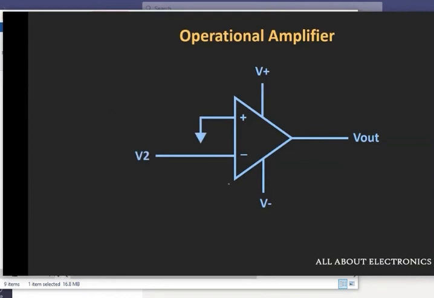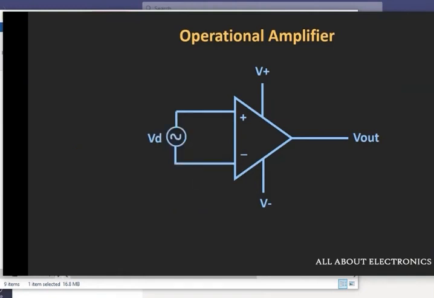Likewise, whenever we apply an input to the negative terminal and ground the other terminal, the output of this amplifier will be equal to minus A times V2, because the difference between the two input terminals is 0 minus V2, that is, minus V2. If we apply a sinusoidal signal at the input, then at the output we get an amplified sinusoidal signal with a 180-degree phase shift with respect to the input signal. That means the output gets inverted by 180 degrees, and that is why this input terminal is known as the inverting terminal, because the output gets inverted with respect to the input.